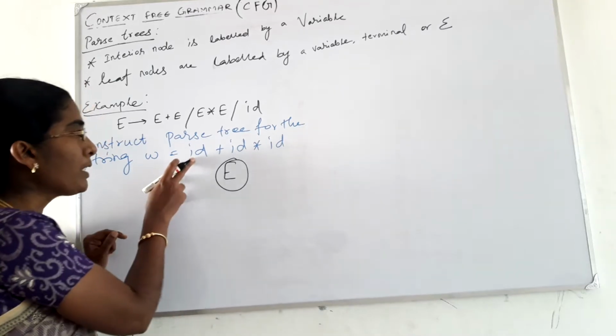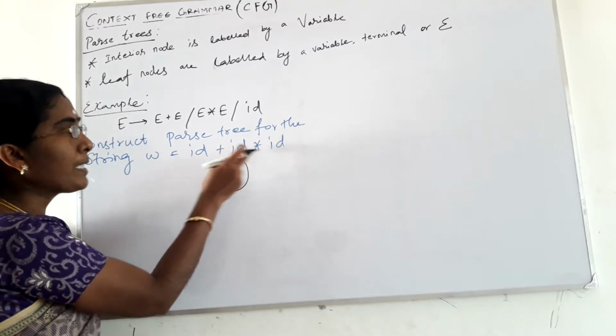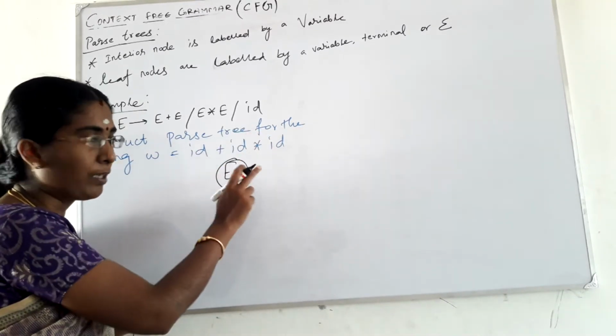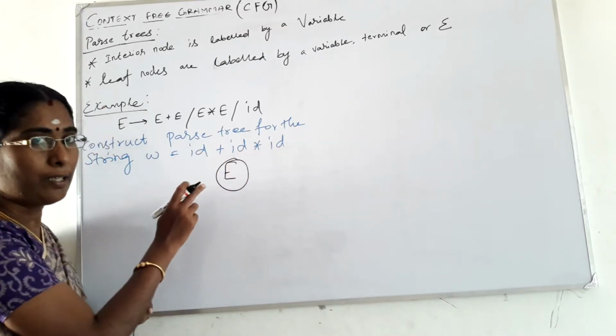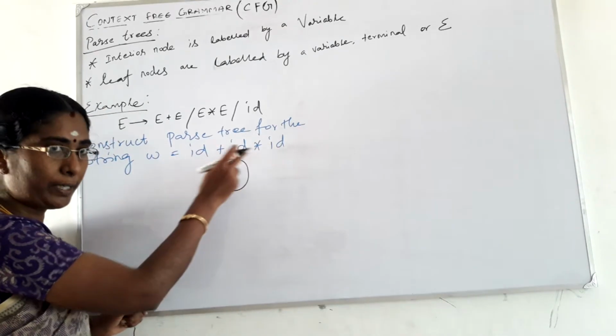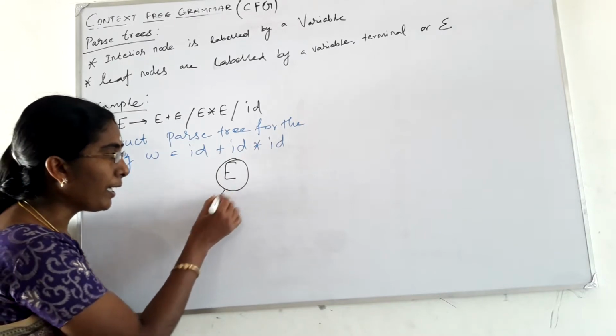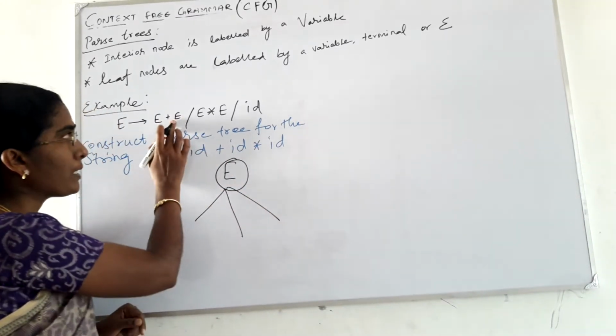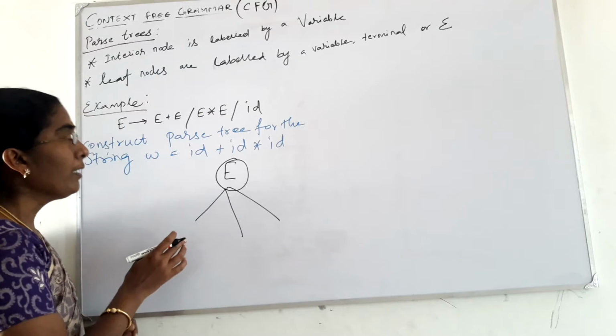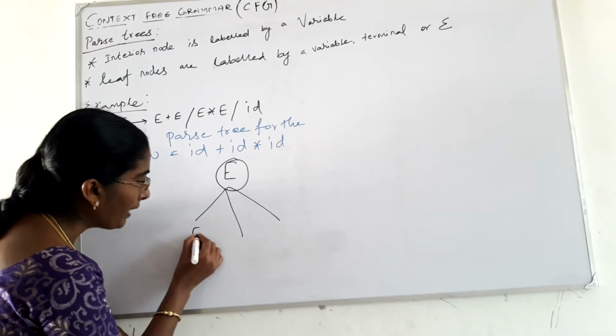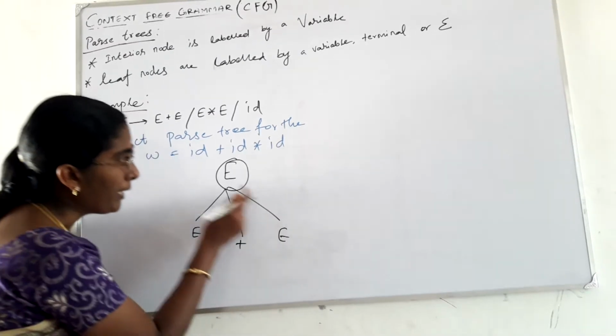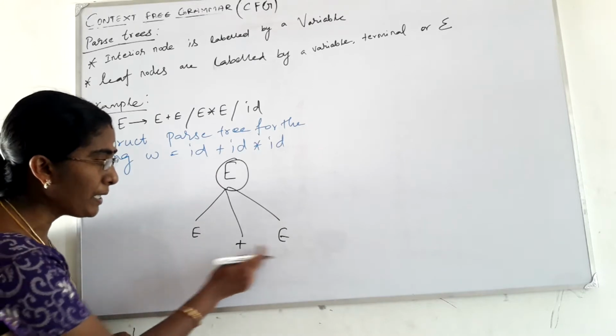Here what is our yield? ID plus ID star ID. This is the string: ID plus ID star ID. Here we have two operators, plus and star. Consider any one production, either E plus E or E star E. Consider E plus E. E is replaced by E plus E.